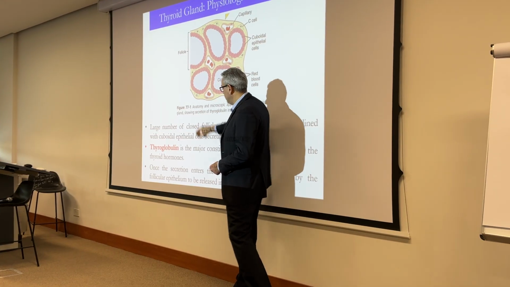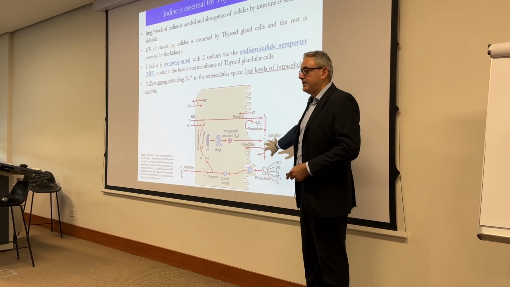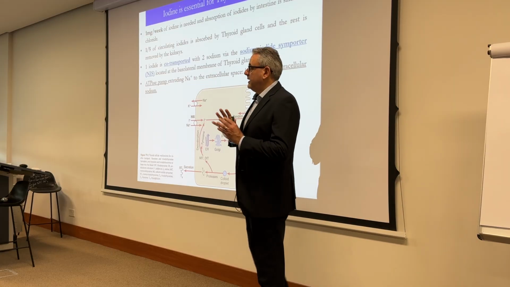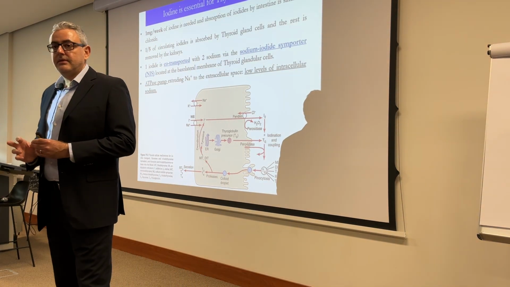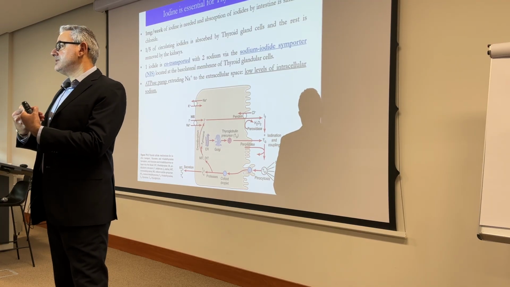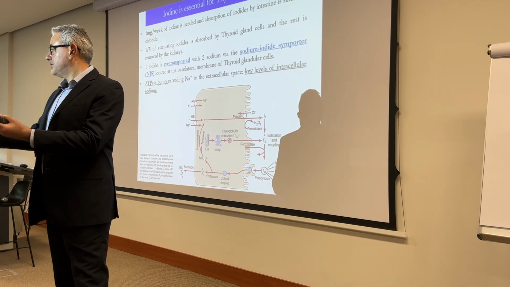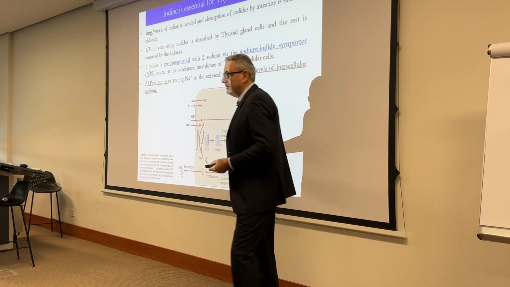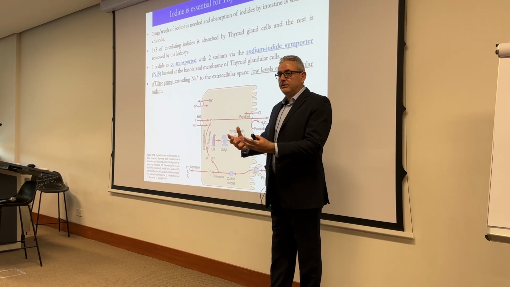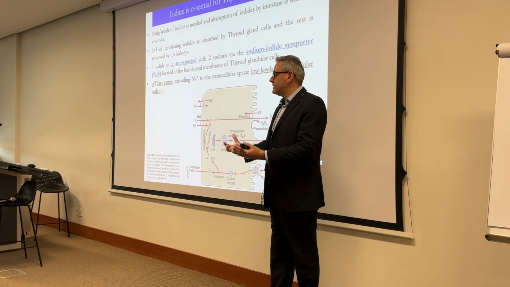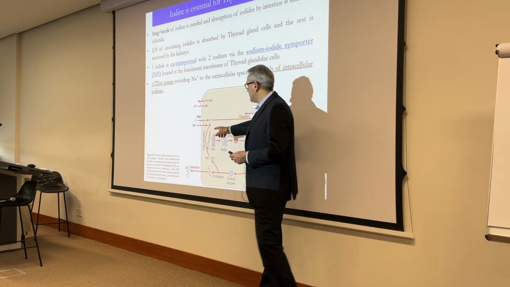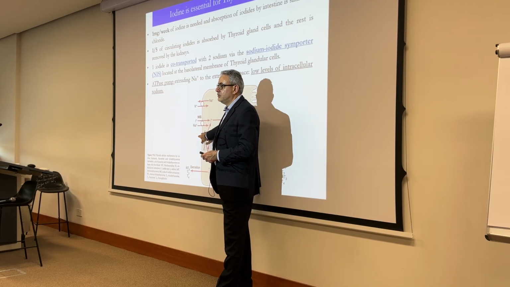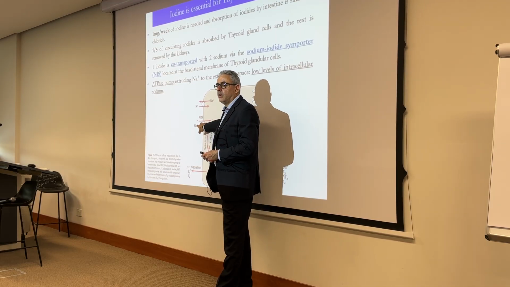I took one cell, I magnified it here. This cell is equipped with transporters needed to trap essential molecules from the interstitial space into the colloid to fabricate, to synthesize, to produce the thyroid hormones. The very first transporter is called the sodium iodide transporter or symporter.